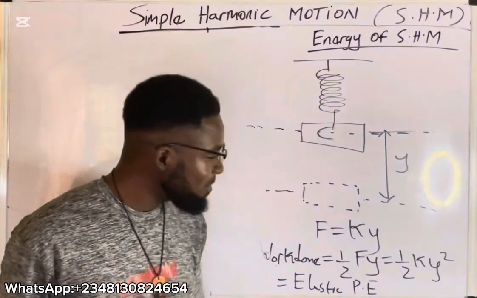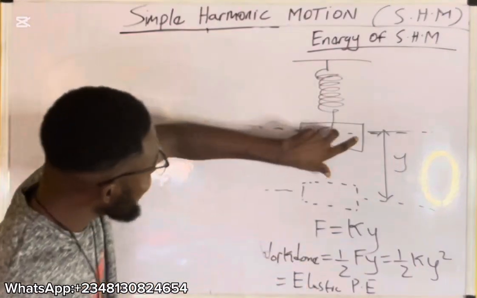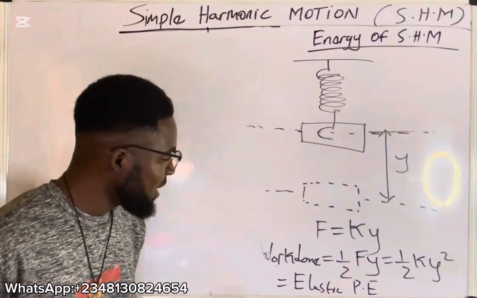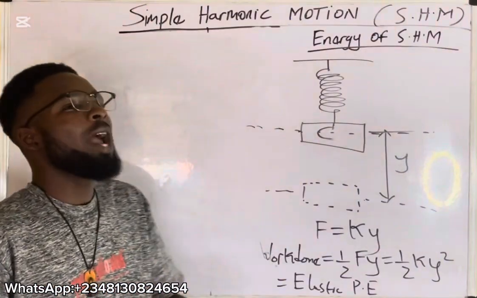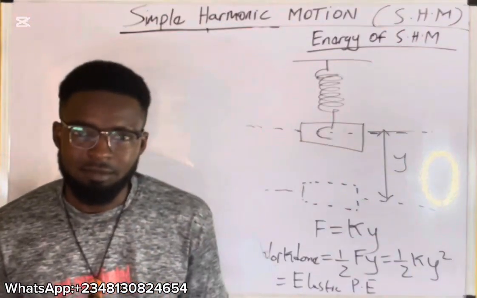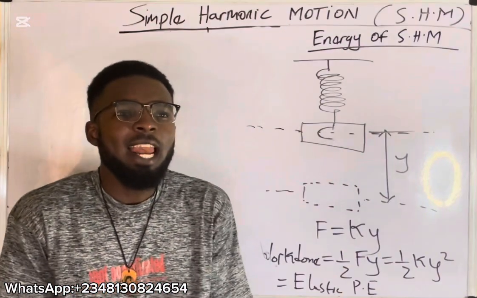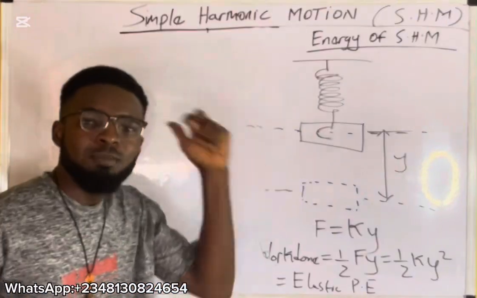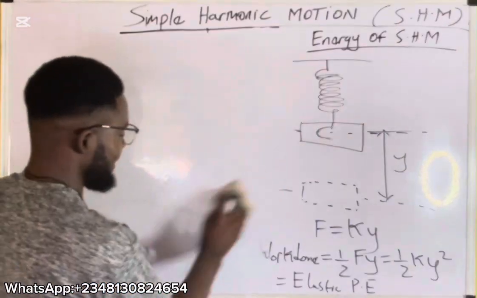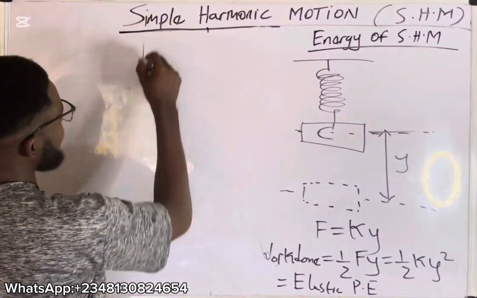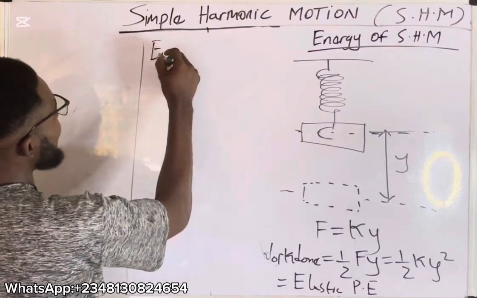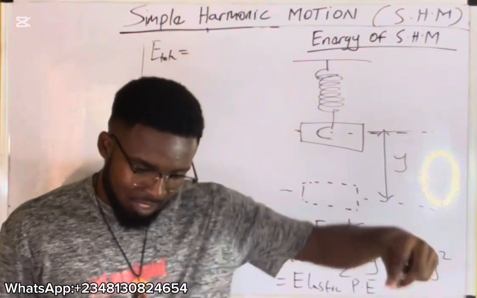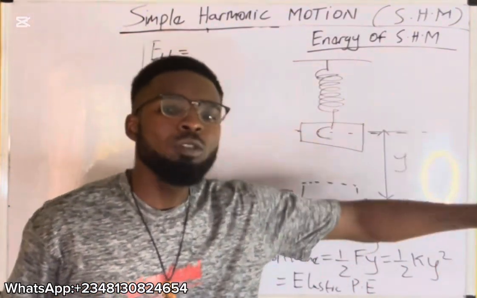Okay, now this is the elastic potential energy. That's the energy the spring possesses right here, the energy of simple harmonic motion. Now if we are looking for the total energy, let us say the energy at maximum displacement, the total energy is equal to the energy at maximum displacement.